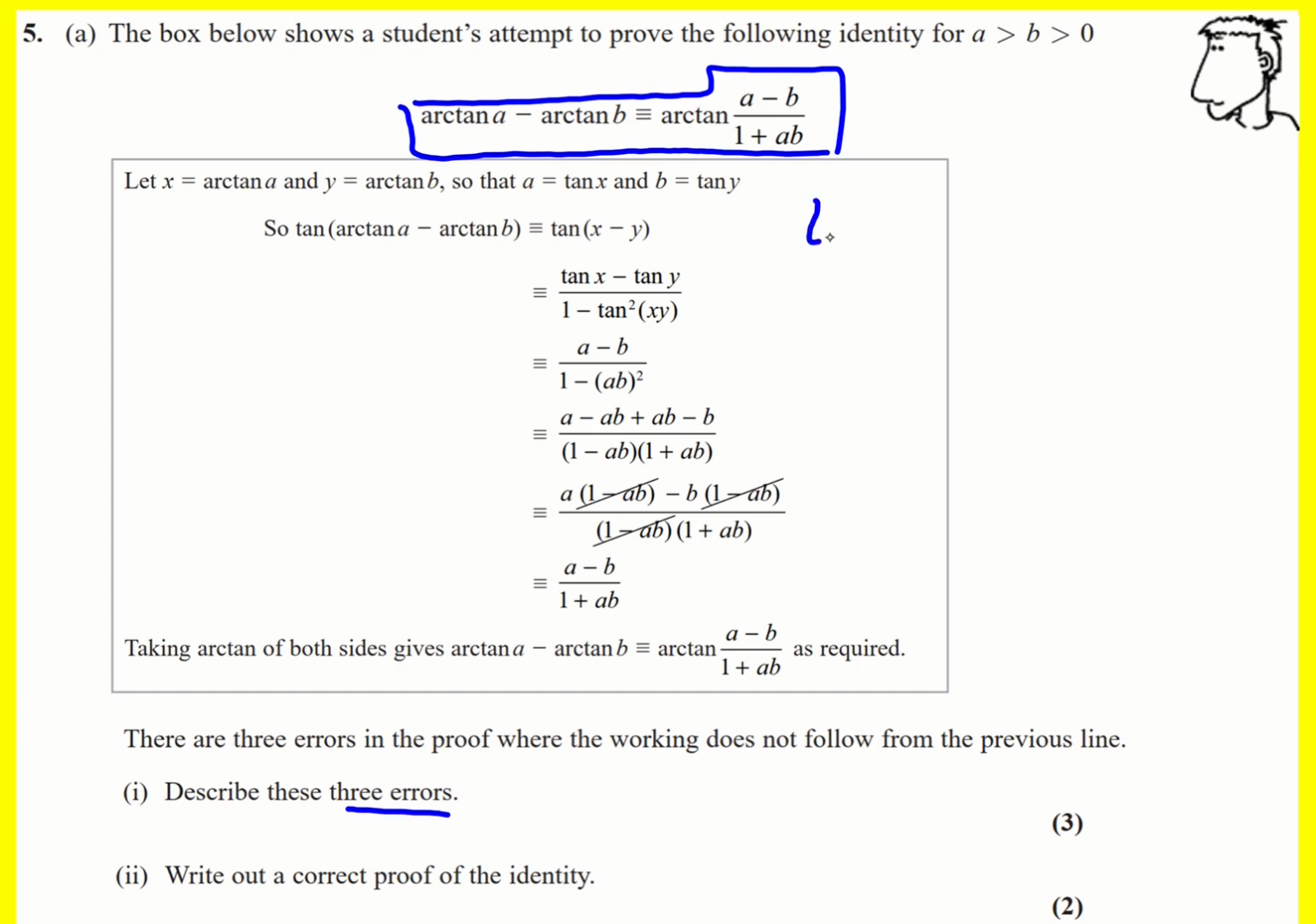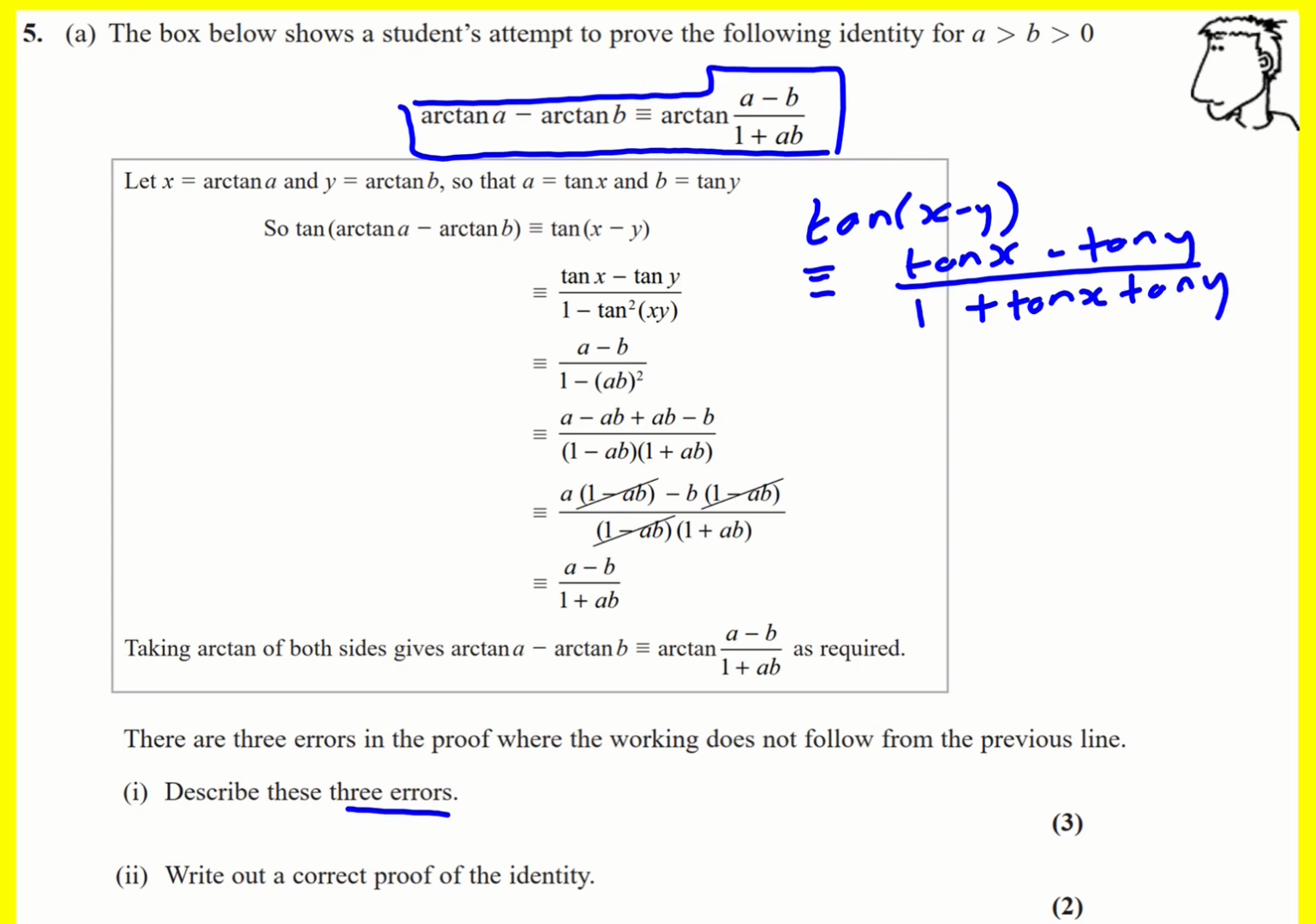No problem with that. But for tan x minus y, there's an addition formula. It's actually tan x minus tan y all over 1 plus tan x tan y. And tan x tan y is not equal to tan squared xy. So this here is a mistake.